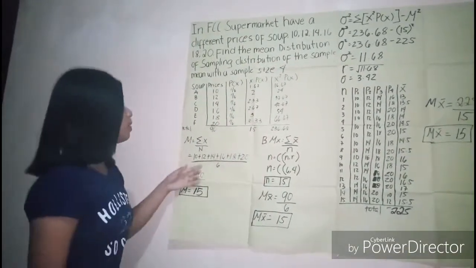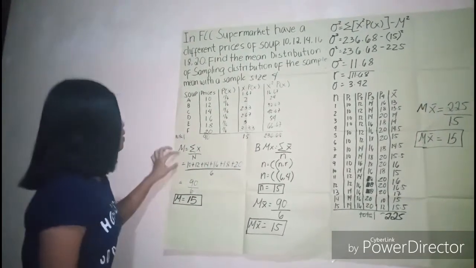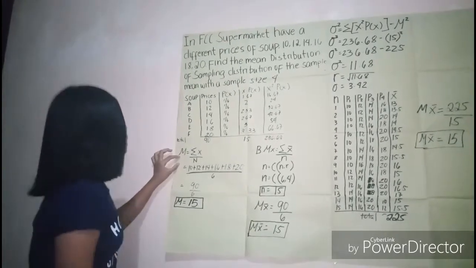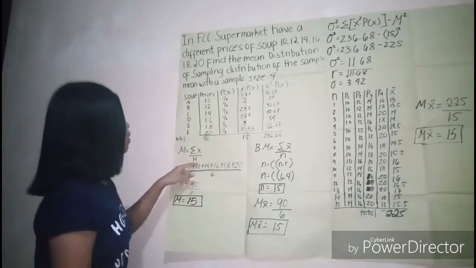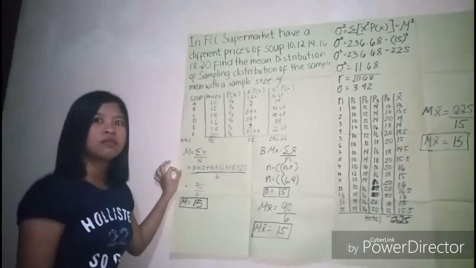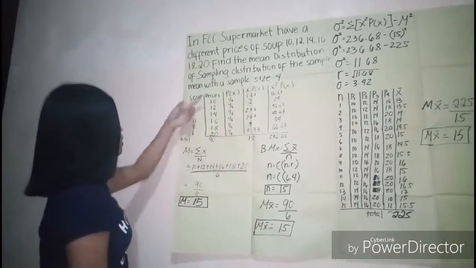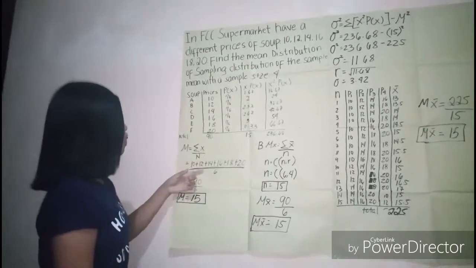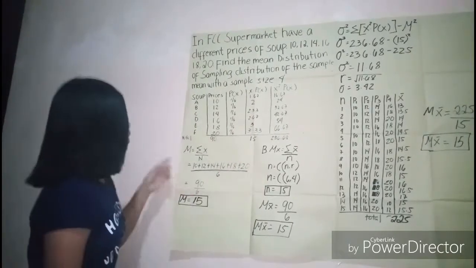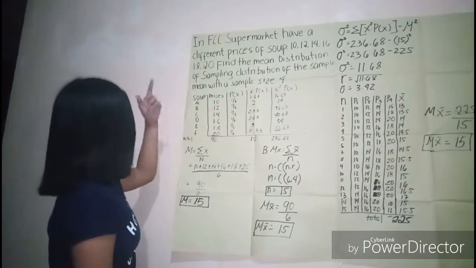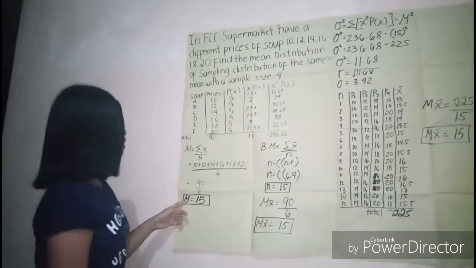The second one is, we will get the mean of the means. The formula is mean equals summation of X divided by the total population. We just total the prices of soap: 10 plus 12 plus 14 plus 16 plus 18 plus 20 divided by 6. The total of the prices of soap is 90. Then we divide by 6. Our mean will be 15.